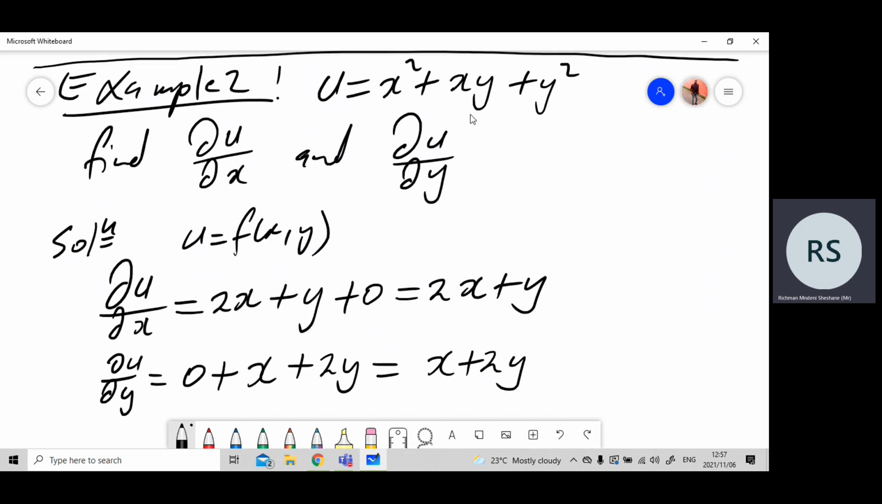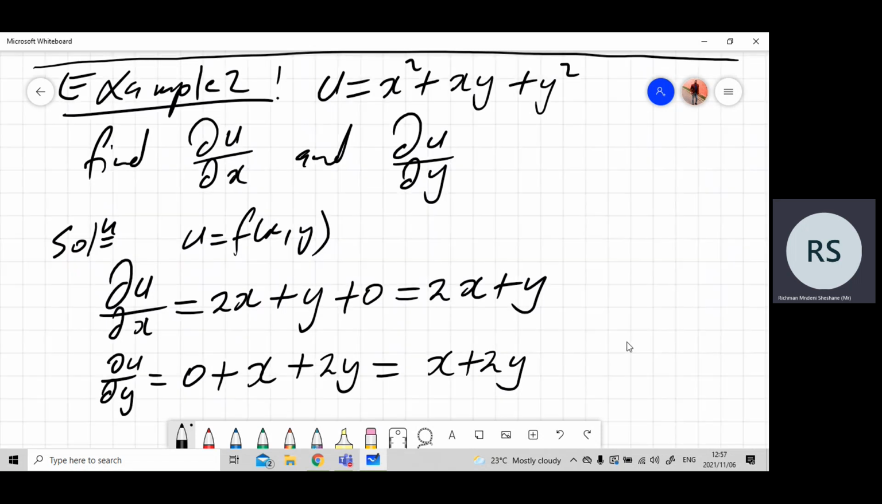Okay, these are two partial derivatives of these functions. If a function have two variables, you will have two partial derivatives. If you have a function of three variables, you'll have three partial derivatives. Let me give you more examples here.